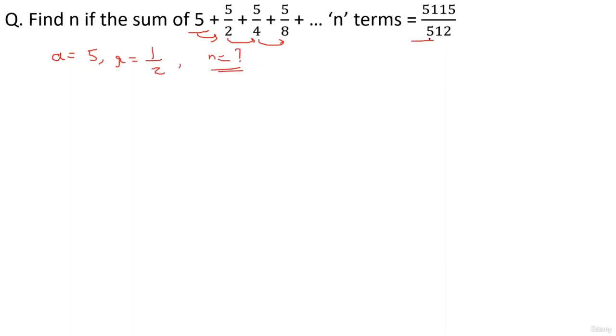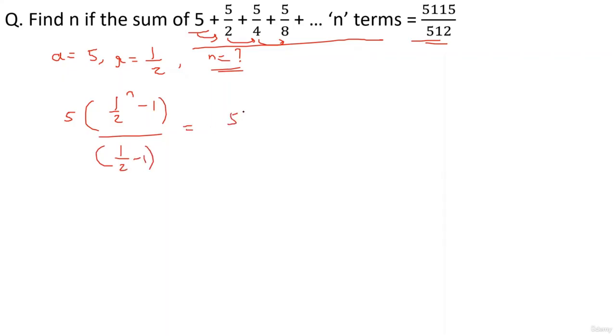So on the right hand side, we have been given the sum. On the left hand side, okay, we have the sum actually. So on the left hand side, we have to use the formula for sum of the n terms of a GP. That is A times r raised to n minus 1 divided by r minus 1. Okay, this is given as 5115 divided by 512. 5 ones are 5, 5 twos are 10, 5 threes are 15, cancel out 5.